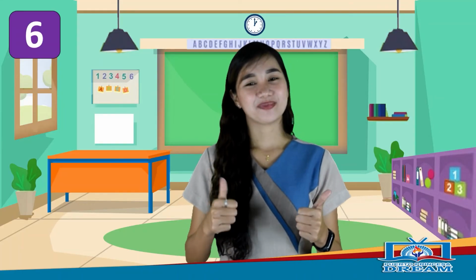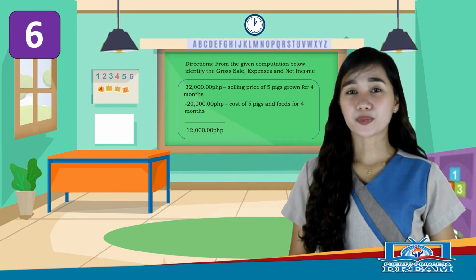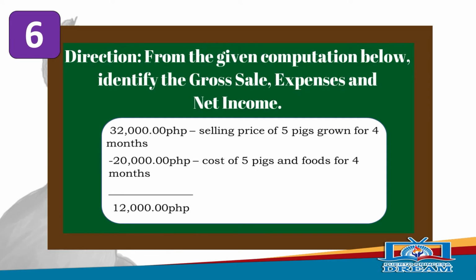Did you get a perfect score? Good job! For those who didn't, please do your best to our next activities. Let's proceed to this one. From the given computation below, identify the gross sale, expenses, and the net income. The given are 32,000 pesos for the selling price of 5 pigs grown for 4 months. Subtract 20,000 pesos for the cost of 5 pigs and foods for 4 months.